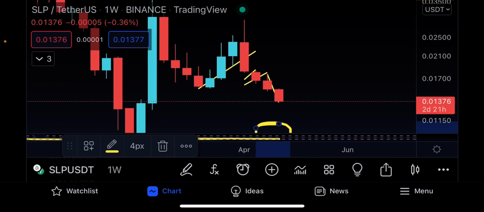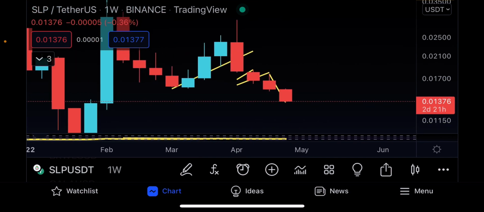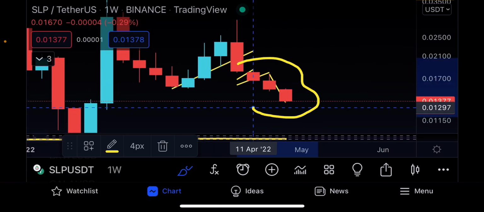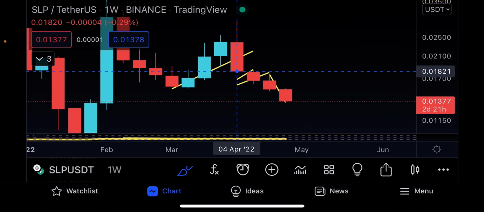All right, so I'm on the weekly time frame, and on the weekly time frame, what I want to say is that SLP is making something known as three black rows. So what you see right over here, if I take the brush, you can see that these three candles back to back are bearish patterns, and they're known as three black rows. When you see three black rows like this one, it means it's a bearish continuation pattern.